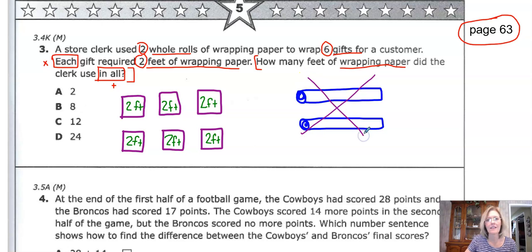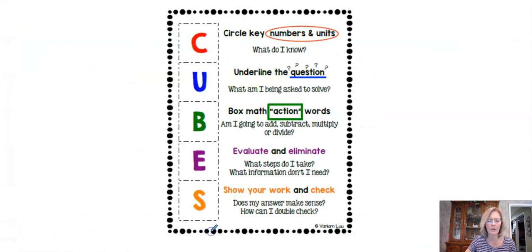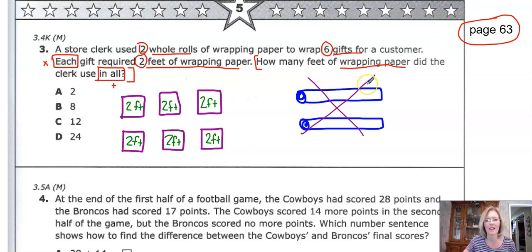This is part of what we talk about when we talk about, let me put our cube strategy up, when it says we need to eliminate something. Eliminate means you have to get rid of information sometimes. We didn't need to know that they used 2 rolls of wrapping paper. All we needed to know was how much wrapping paper went on each present. And you could have used adding for that. 2 plus 2 plus 2 plus 2 plus 2 plus 2.